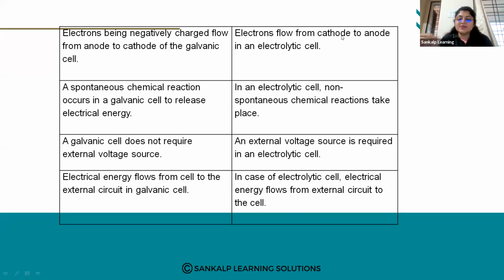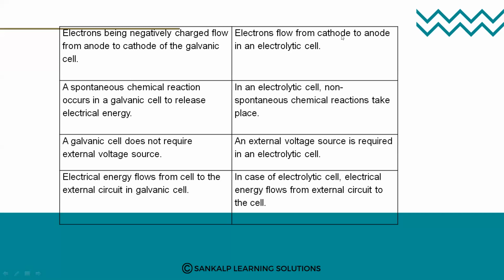So spontaneous reactions mean what? They take place without any external factors. It does not require any external factor for carrying out the chemical reaction. And in an electrolytic cell, what is happening? Non-spontaneous means it requires some external force. So when it requires some external force, they are in the electrolytic cell, and the non-spontaneous reactions take place.